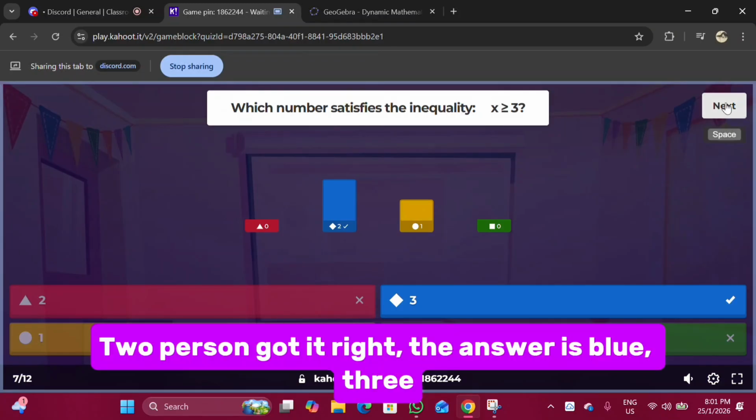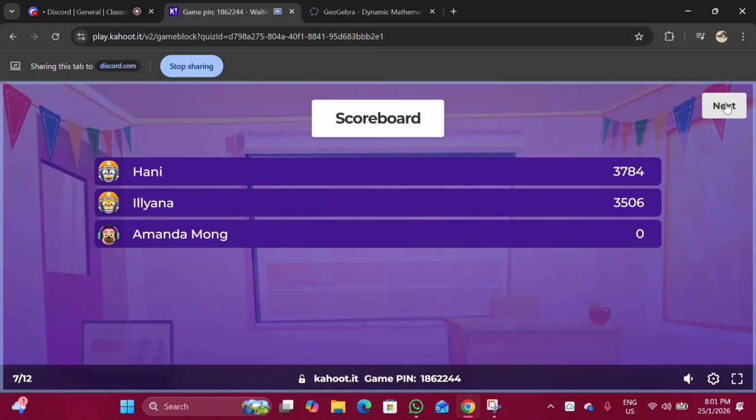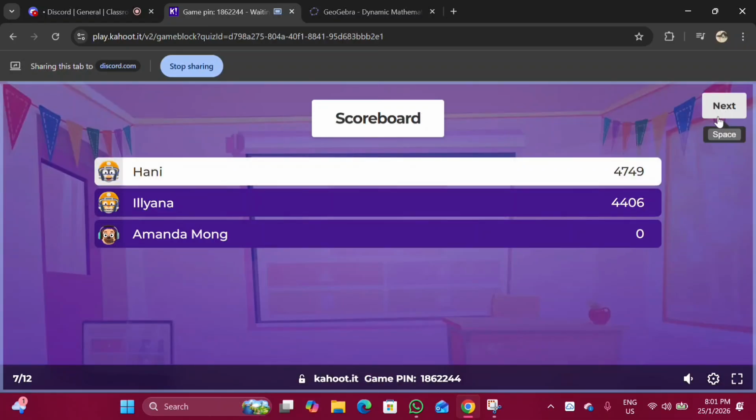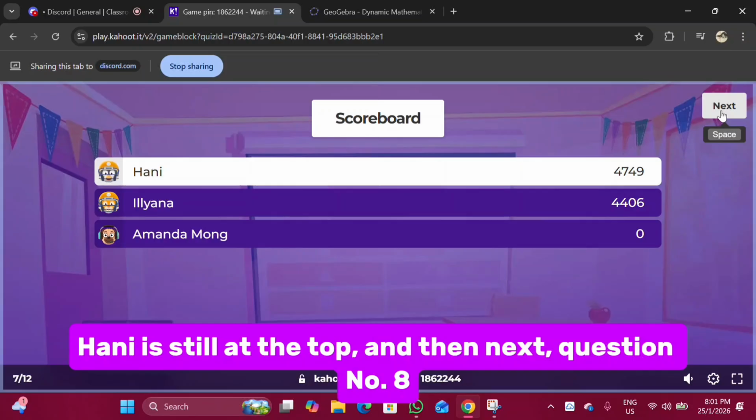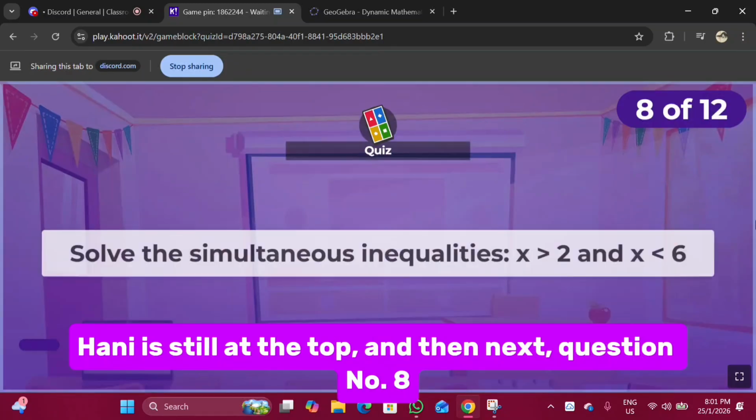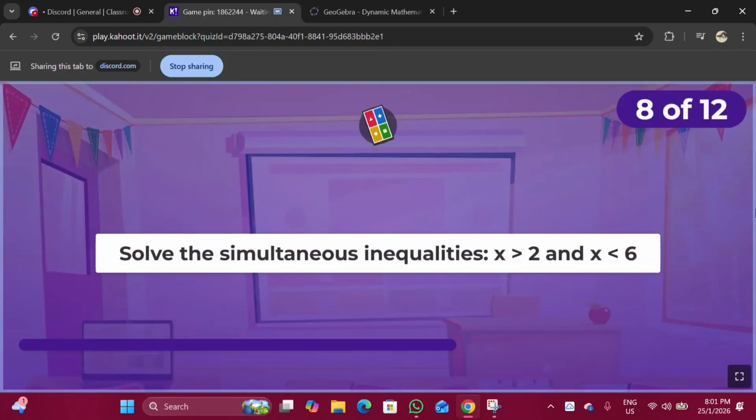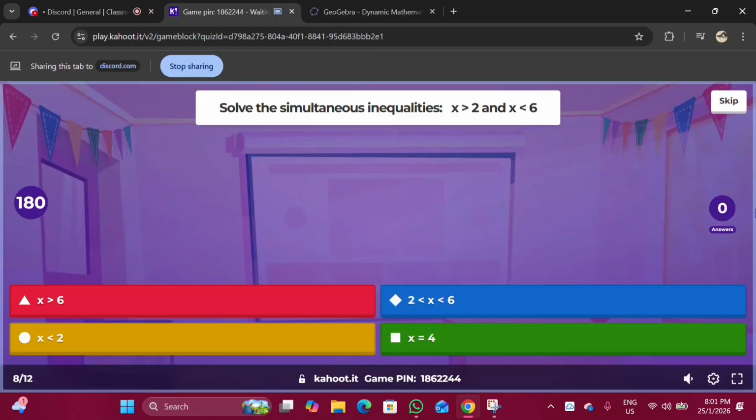Two people got it right. The answer is blue, 3. Honey is still at the top. And the next question, number 8. Solve the simultaneous inequalities x greater than 2 and x less than 6.